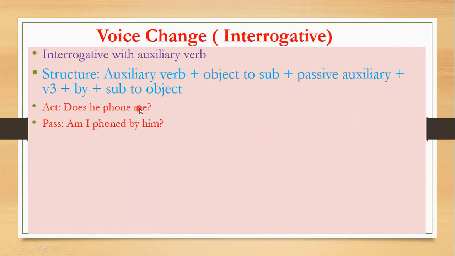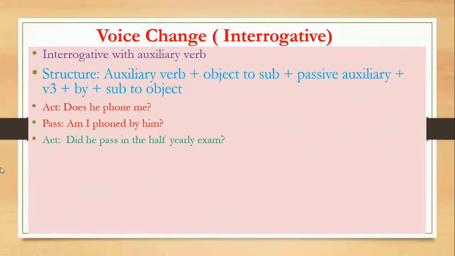Here the active sentence is in present tense. That's why I have taken am as an auxiliary verb. And then I turn the object me into I. Then V3 has been used here. Then, according to the rules, by is also used here. Then the subject he has been transformed into the objective form him. So now the passive sentence is ready: Am I phoned by him?